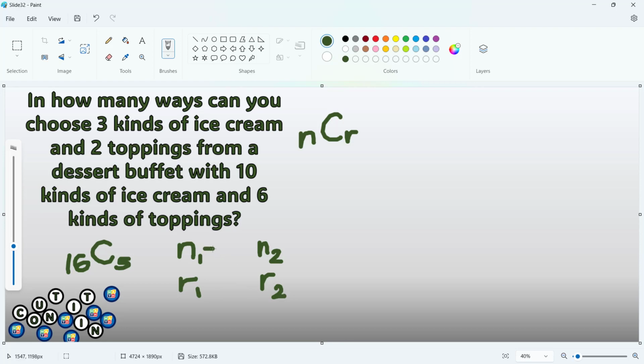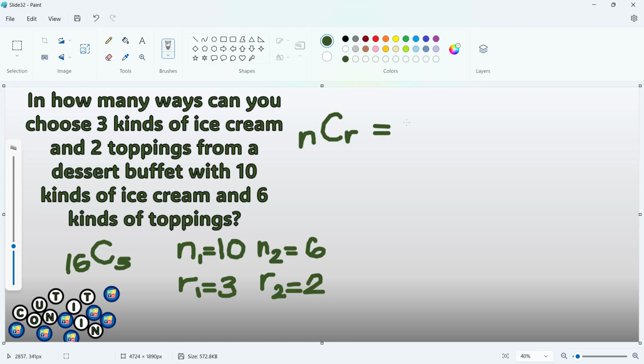For our n sub 1, let's focus on the ice cream. How many kinds of ice cream are there? You have 10 ice creams. And how many types of ice cream will you be picking out from 10? You are to pick 3. For our toppings, there are actually 6 kinds of toppings, and we are going to pick 2 out of those 6 for our chosen dessert. So this would mean that we are going to solve for their independent combinations and multiply them.